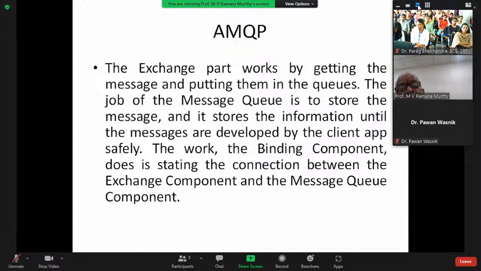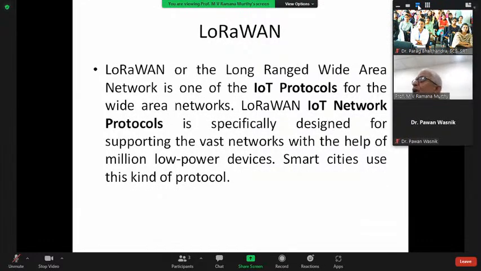Then the job of the message queue is to store the message and it stores the information until the messages are delivered to the client application safely. The binding component does the connection between the exchange component and the message queue component, because it has to bridge the gap. Right. Next slide. There is one more called LoRaWAN.